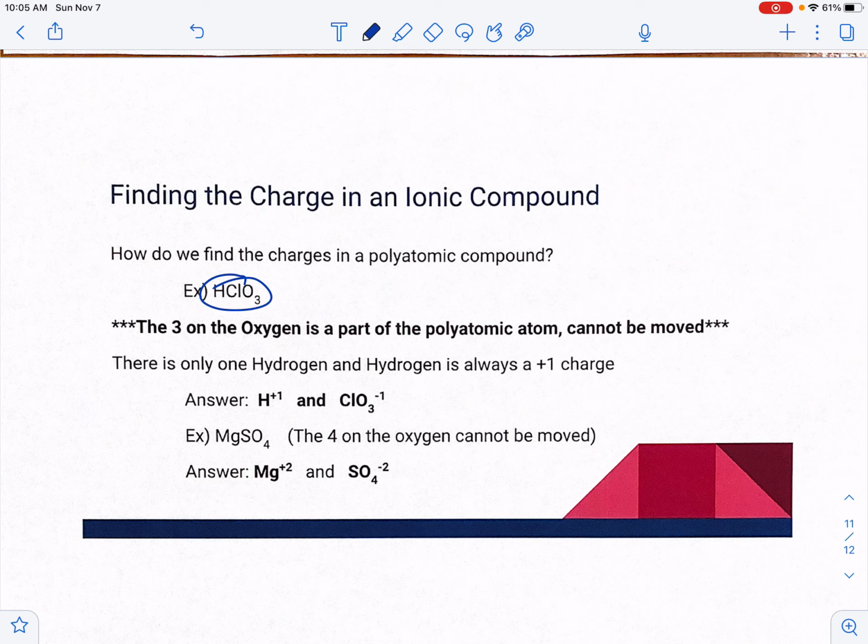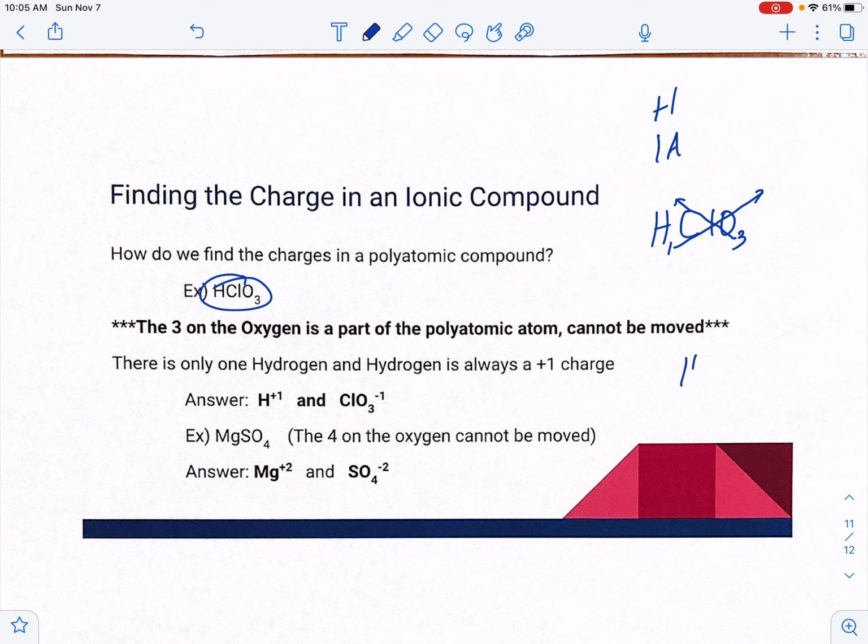A lot of times what I'll see students do is when they do HClO3, they'll take the 1 from the hydrogen up to the chlorate, which is fine. But then they try to take this 3 up to the hydrogen. And if you look at hydrogen, it's in group 1A, and it always has a plus 1 charge, so that means you are incorrect.